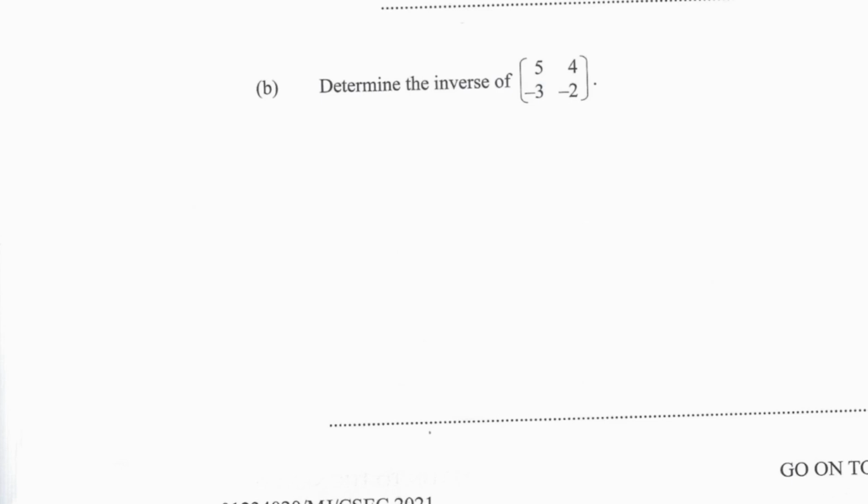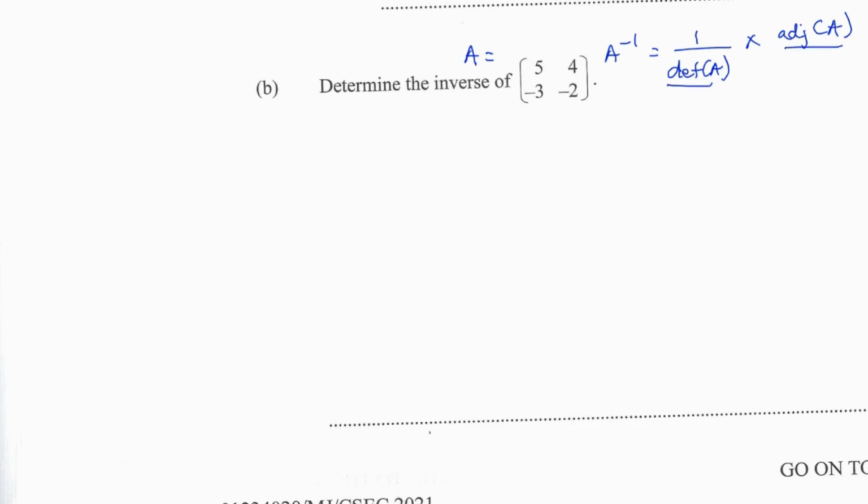For part B of this question, we are asked to determine the inverse of this matrix. Now, if we were to call this matrix A, the inverse, which is written like this, is equal to 1 over the determinant of A multiplied by the adjoint of A. Now we're going to talk about each of these terms separately.